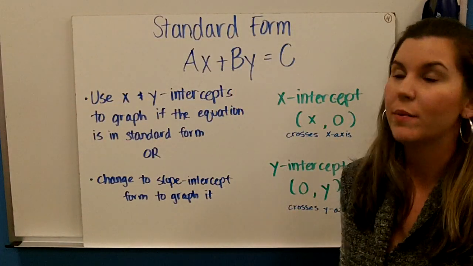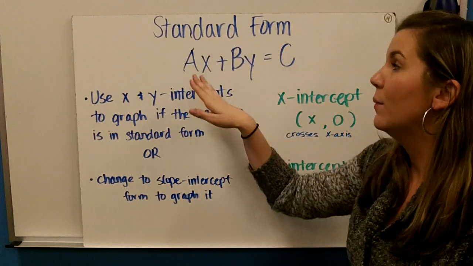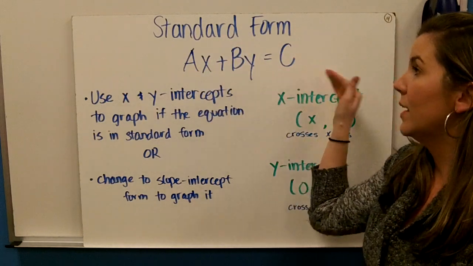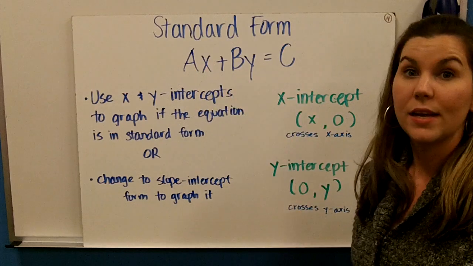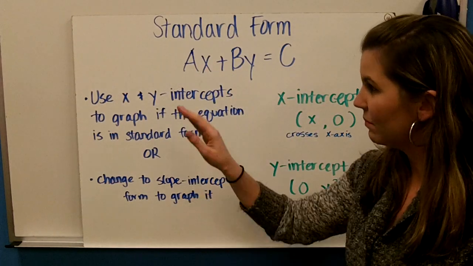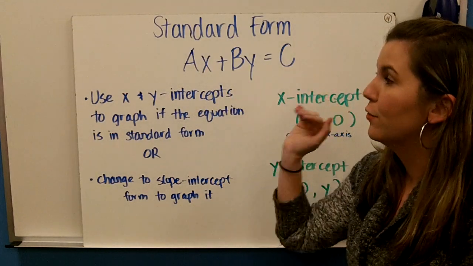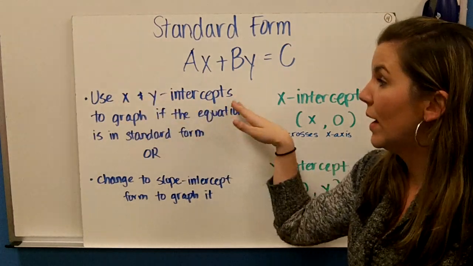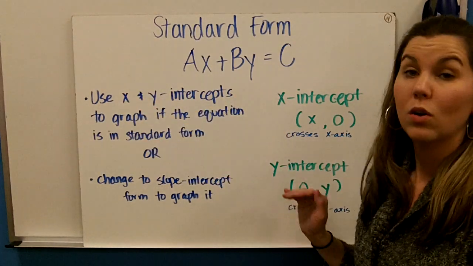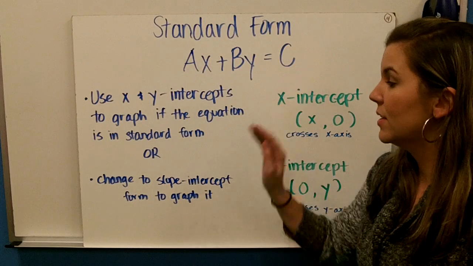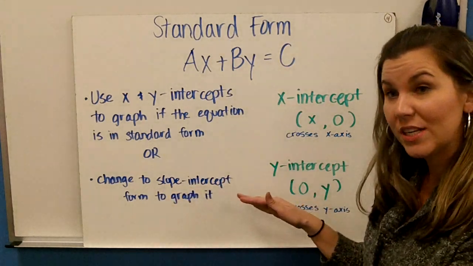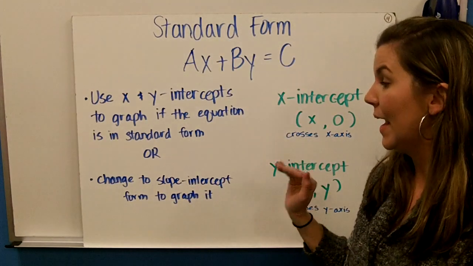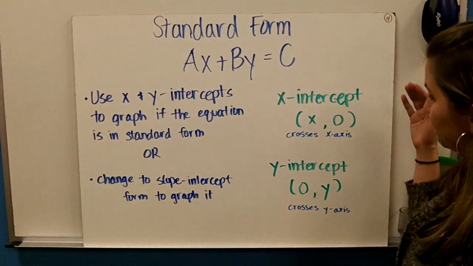Another form of a linear equation is called standard form, and we have ax plus by equals c, where a, b, and c are all numbers. If you have an equation in standard form, you will use x and y intercepts to graph it, or you can convert this into slope-intercept form, which we just looked at on the previous slide, and then graph the equation.